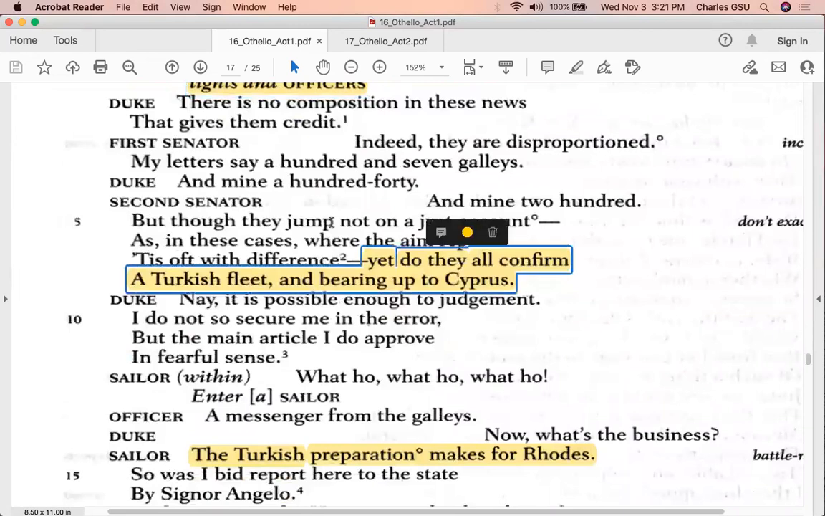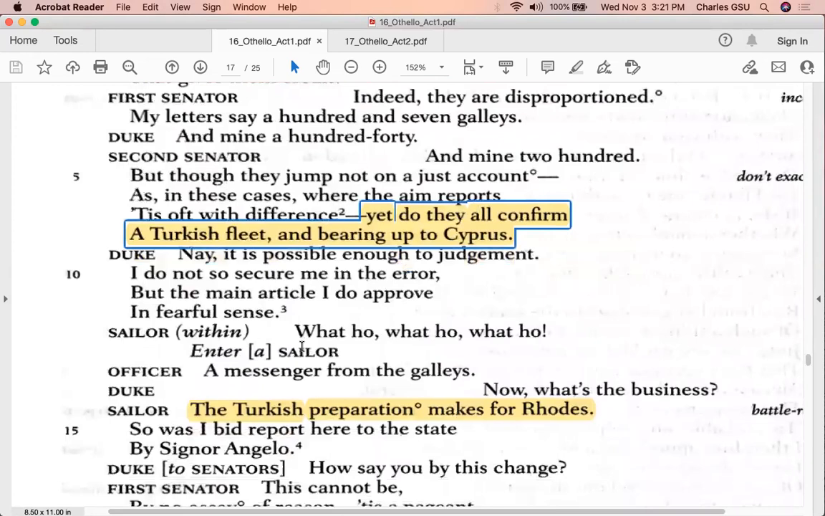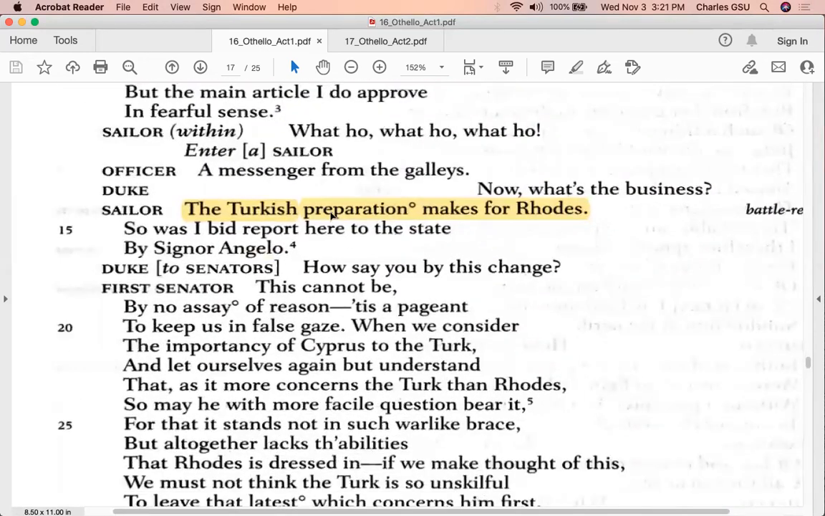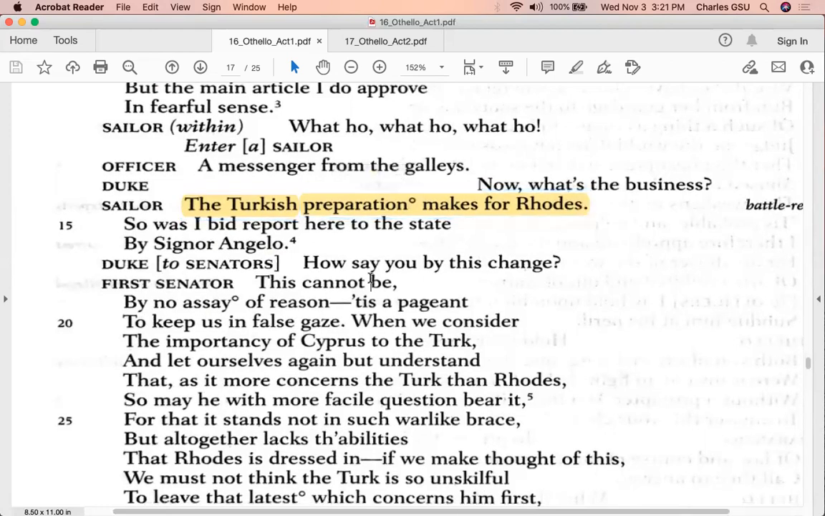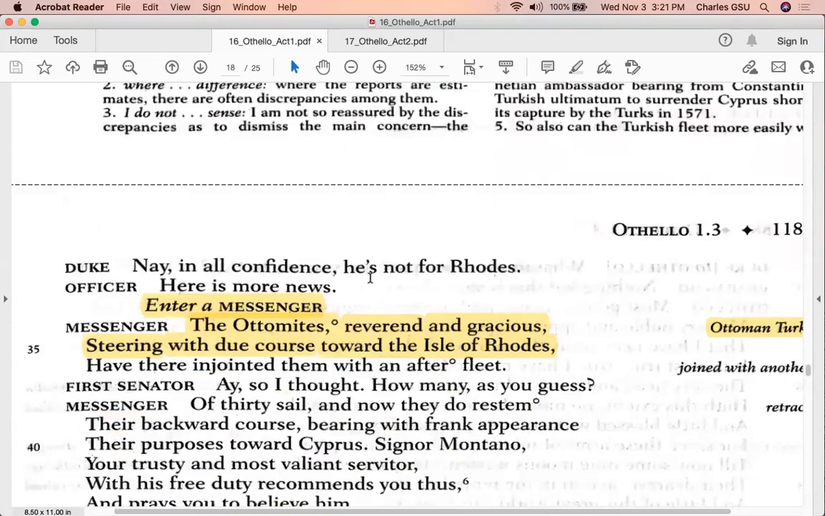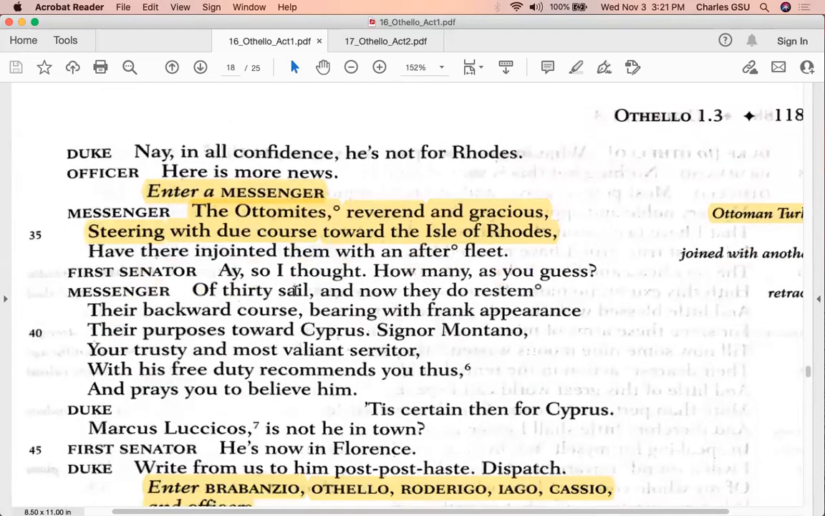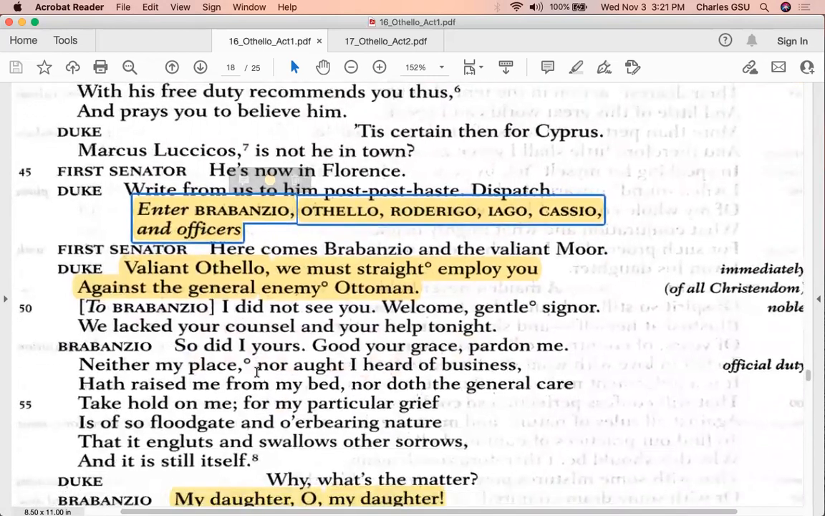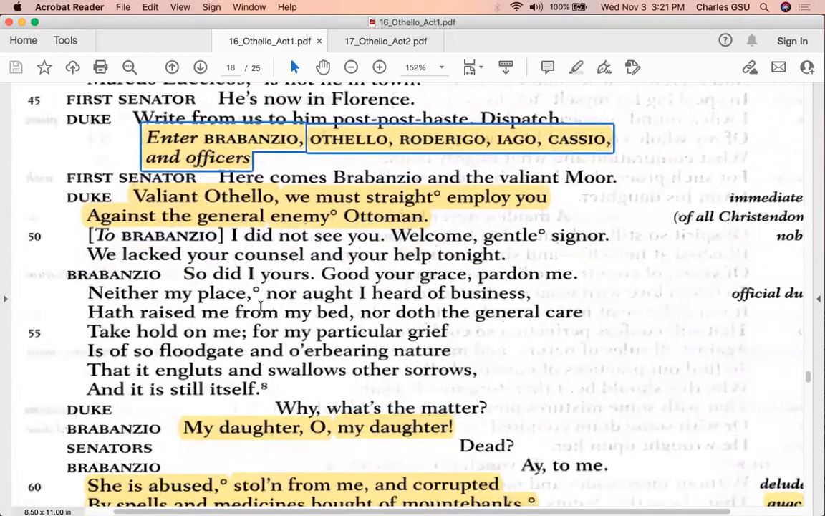And we're told that from the information letters they have that, yes, they all conform to a Turkish fleet bearing up to Cyprus. That is, there's a fleet of Turkish ships approaching Cyprus to take it. So we need to hurry and send Othello there. Right, the Turkish preparation makes for Rhodes, which is in the Mediterranean. So now Brabantio and Othello and everyone has come into the Doge's palace.